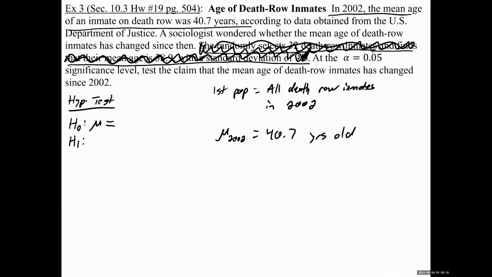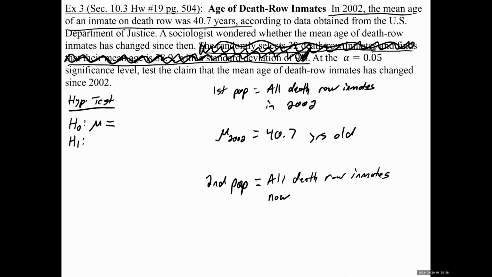This is the average of all of the ages of all death row inmates back in 2002. But then it says a sociologist wondered something. Well, if the sociologist is wondering something, we have to set up our test to answer the sociologist's question. Sociologists wonder whether the mean age has changed since then. Okay, so for the other population, there are actually 2 different answers you can give. One, you could say all death row inmates since 2002. That's probably slightly more correct than what I'm going to write. I'm going to write all death row inmates now.